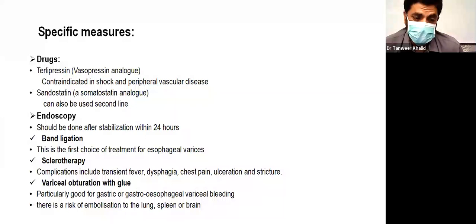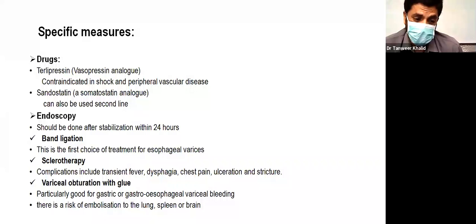What do we do in sclerotherapy, and when do we do it? When there is uncontrolled bleeding and we cannot find any source of bleeding in the esophagus, or the esophagus is filled with blood and clots, and that is obscuring the region, we randomly inject an agent that sclerosis the vessels. This is called sclerotherapy, and its complications include transient fever, dysphagia, chest pain, ulceration, and strictures.